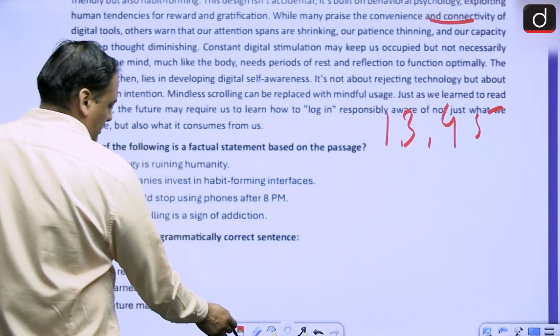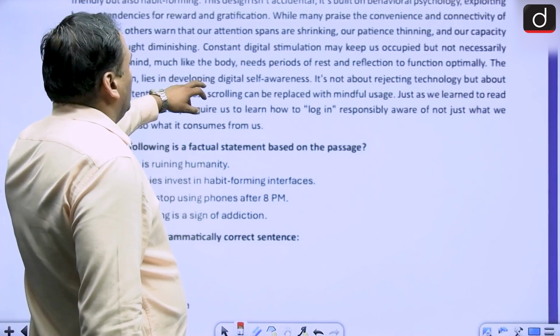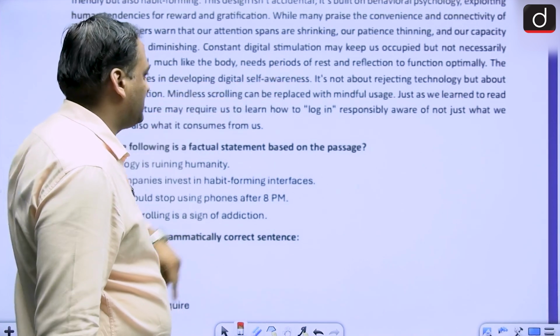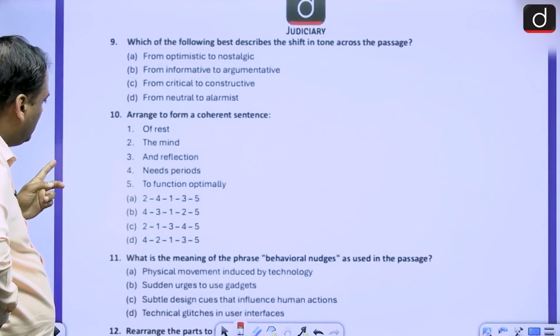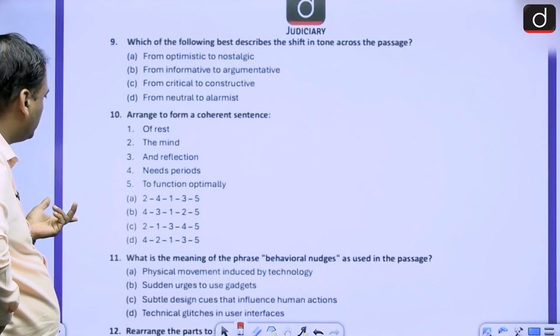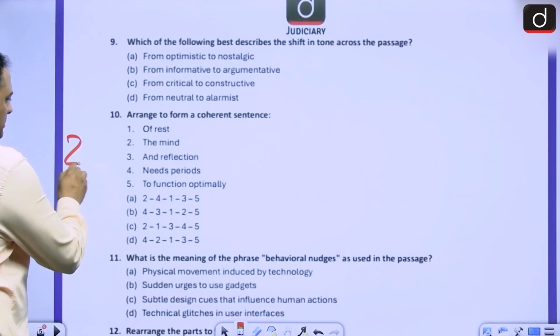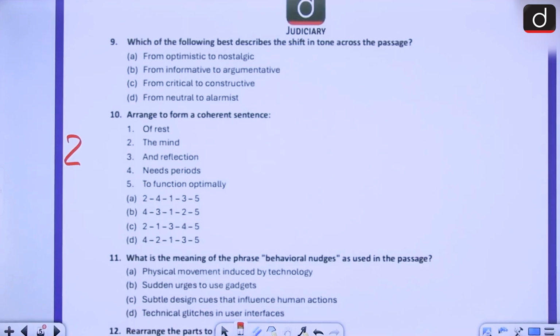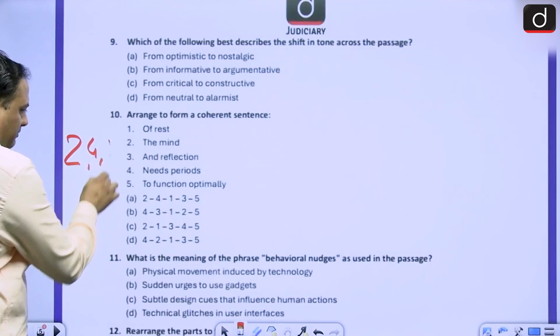It is given here. The mind, much like the body, needs periods of rest and reflection to function optimally. Now, the mind and reflection needs periods to function optimally. So, somewhere it is. First of all, second one. The mind needs periods. The fourth one. The mind needs periods of rest. Yes. The second, fourth and first. So, this is the answer.